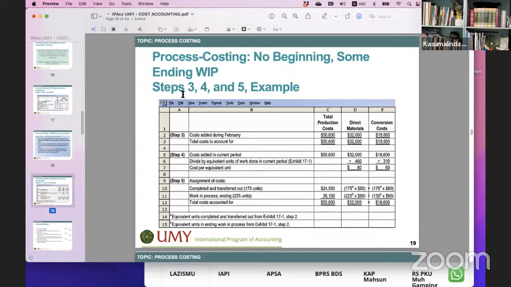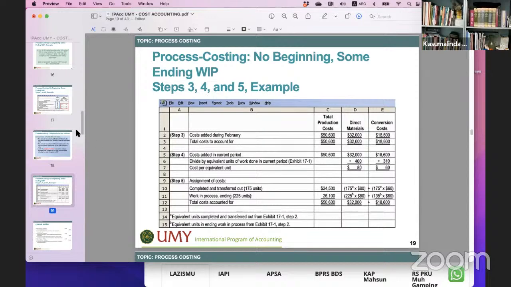Step 3 is to calculate the total cost to account for. Step 4 is to calculate the cost per equivalent unit here. And step 5 is to assign costs to completed and transferred out and to work in process. Let me show you step 3 first. Step 3 is to calculate the total cost to account for.